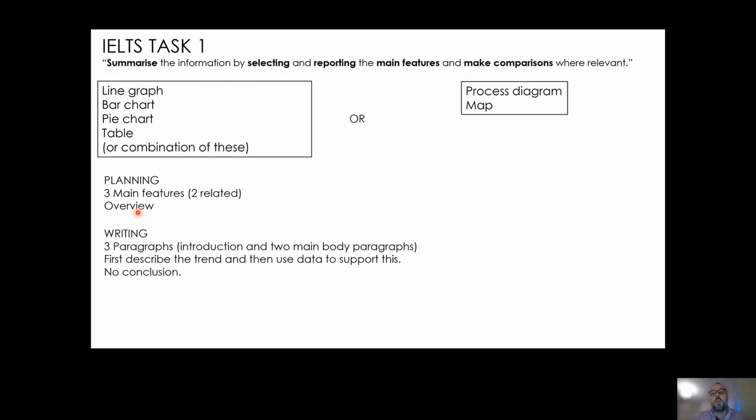I'll then take one of those plans and demonstrate how you put that data into an IELTS Task 1 writing response. As I mentioned, it will have 3 paragraphs, which will be an introduction and 2 main body paragraphs containing my 3 main features. I'm trying to show you a system where first I describe the trend and then I use data to support the trend.